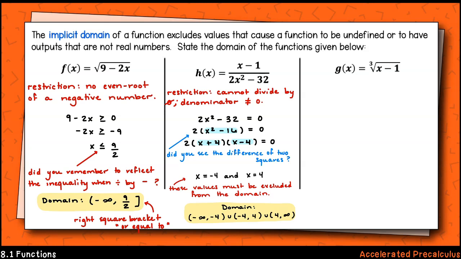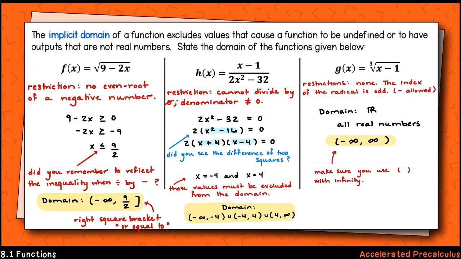4 to positive infinity. All the way on the right, I have g of x equals the cube root of x minus 1. This time we have no restrictions for our inputs based on the function rule. Unlike even index radicals, we can take the cube root of a negative input and get a real number result. So my domain this time will be all real numbers or, using interval notation, negative infinity to positive infinity.